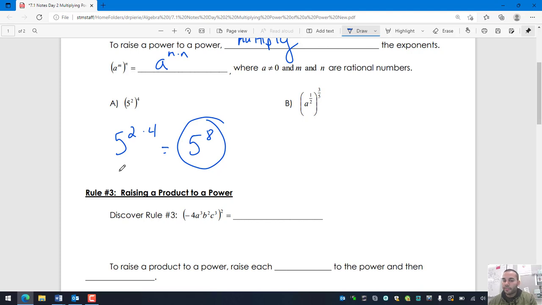Okay, this easily applies to fractions as well. We just got to make sure we're being precise when we multiply these fractions. This should be the exact same thing as a to the 1/2 times 3/5. So remember, when we multiply fractions, we want to multiply straight across. My numerator should be 1 times 3, which is 3. And then my denominator should be 2 times 5, which is 10. a to the 3/10 power is my final answer.